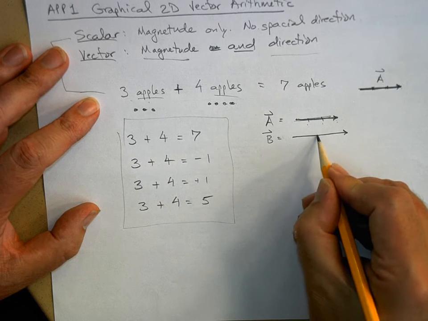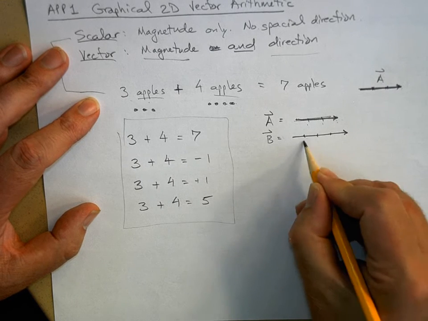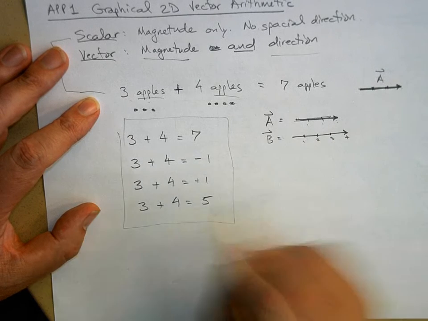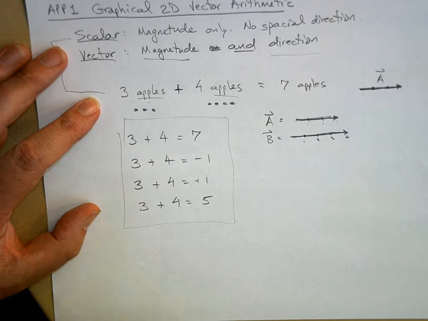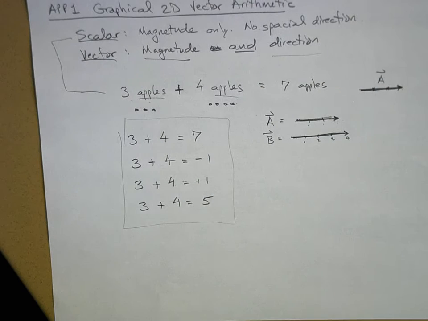And vector B is 1, 2, 3, 4 meters long. It's a displacement vector. Now what do you notice about vector A and vector B? They are in the same direction. Now what if I added these two displacements together?